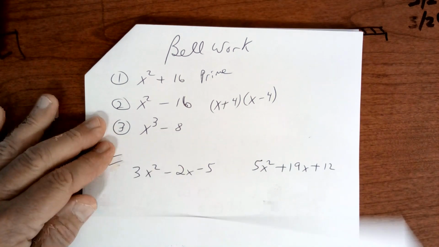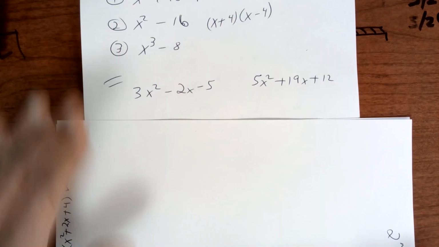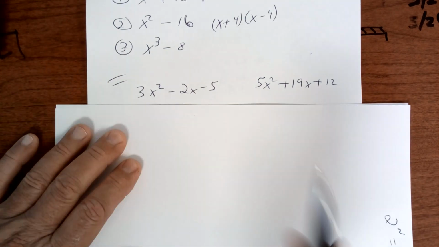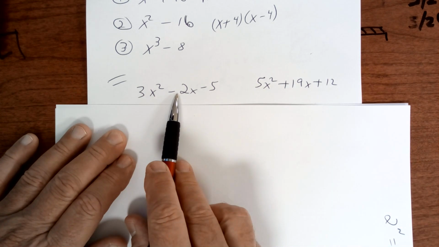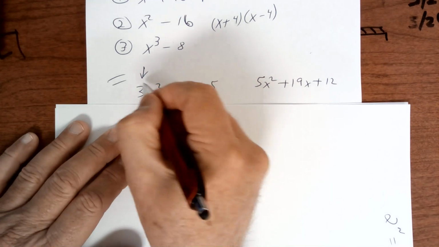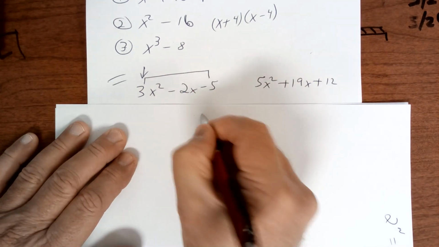All right, let's go on to today's work. Copy these two down. Now pay attention because these are harder. First of all, you can't factor anything out. Here's how you do it. When this is not a 1, you've got to multiply these two. So 3 times 5 is 15.